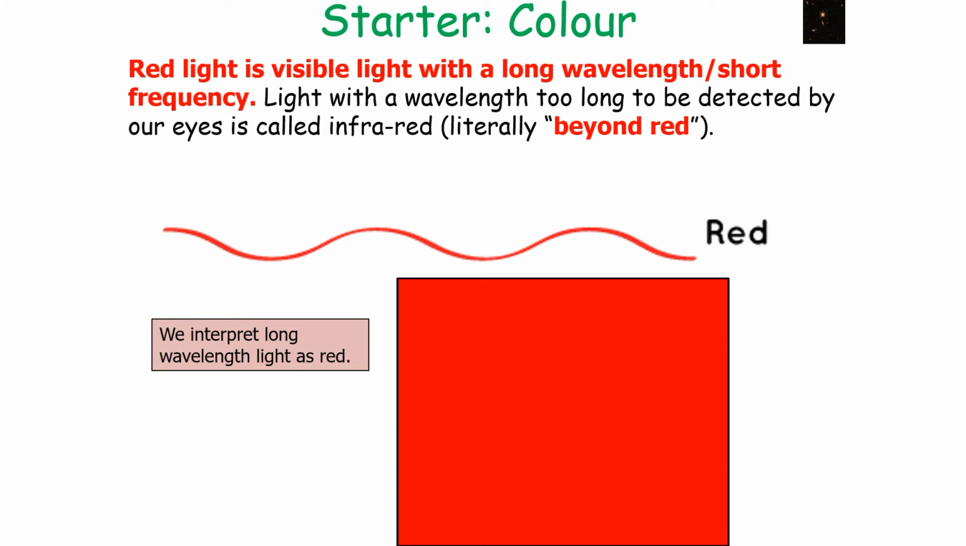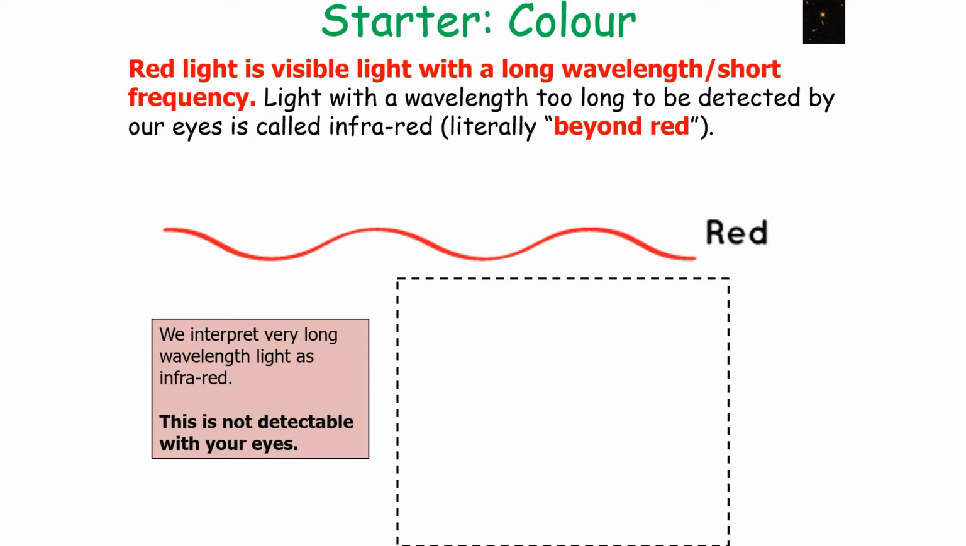Now red light is visible light with a long wavelength or low frequency. Therefore we interpret long wavelength visible light as red. So light with a wavelength too long to be detected by our eyes is called infrared, literally beyond red. So we interpret very long wavelength light as infrared, which is not detectable with our eyes.